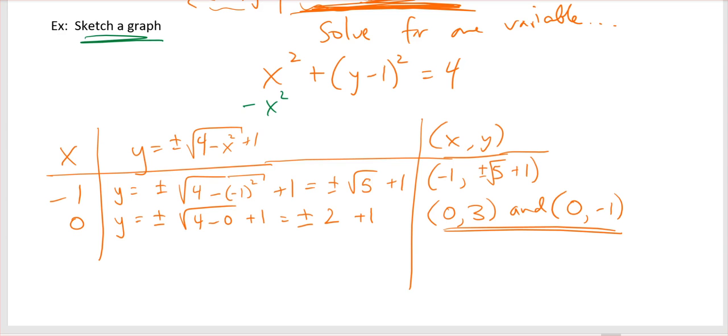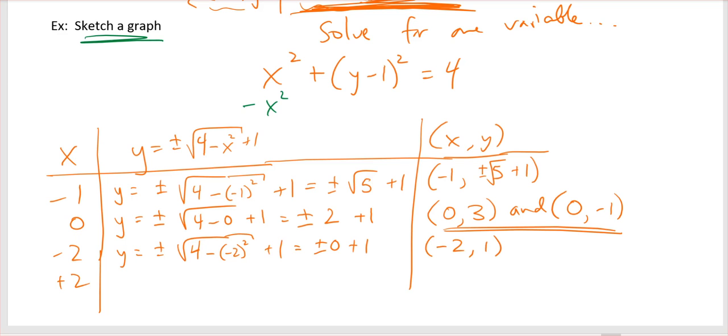We can see if I put in negative 2 or positive 2, we're going to get a perfect square underneath there as well, right? 4 minus 2 squared is going to be 0. So we have y equals plus or minus square root of 4 minus (-2) squared, plus 1. So this is going to be plus or minus 0, plus 1. So that's just 1, right? We got negative 2 comma 1. Okay, same thing with this one. y is plus or minus square root of 4 minus 2 squared, plus 1. Well, that's just going to be 0 again.